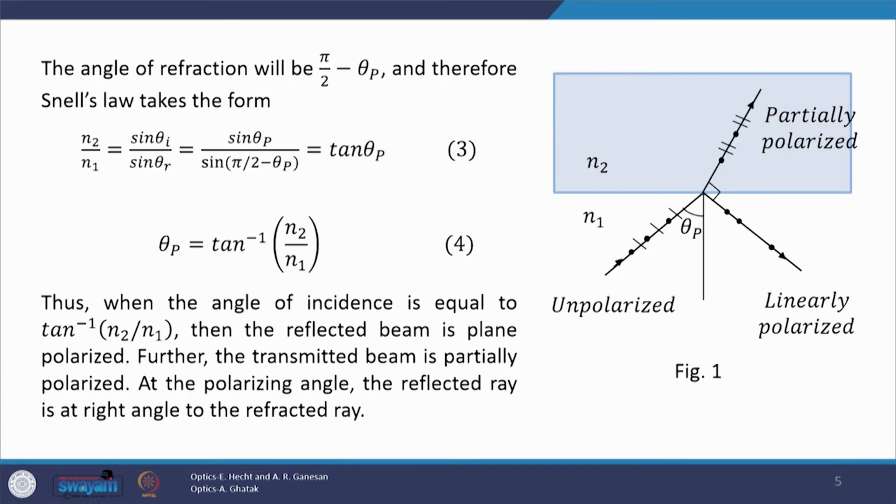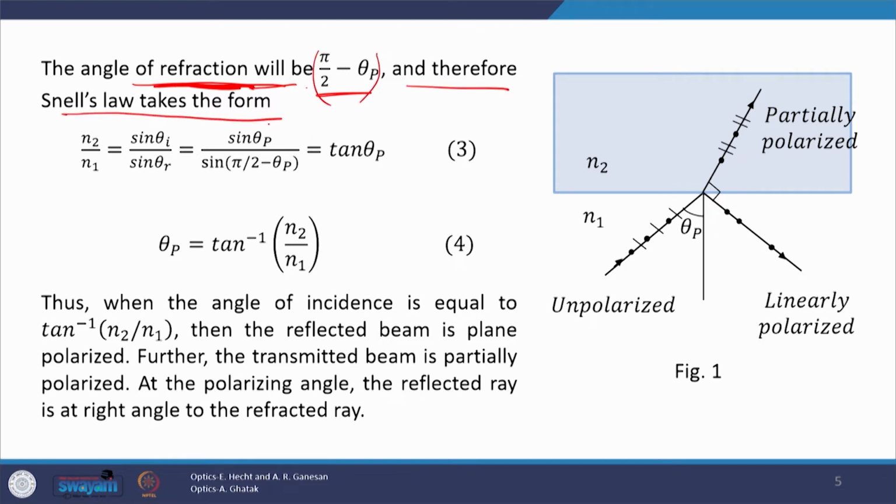Now, let us apply Snell's law here. Since theta I plus theta r is equal to 90 degrees, when Brewster's law is satisfied, theta I would be equal to theta p. From there, the angle of refraction would be given by pi by 2 minus theta p.